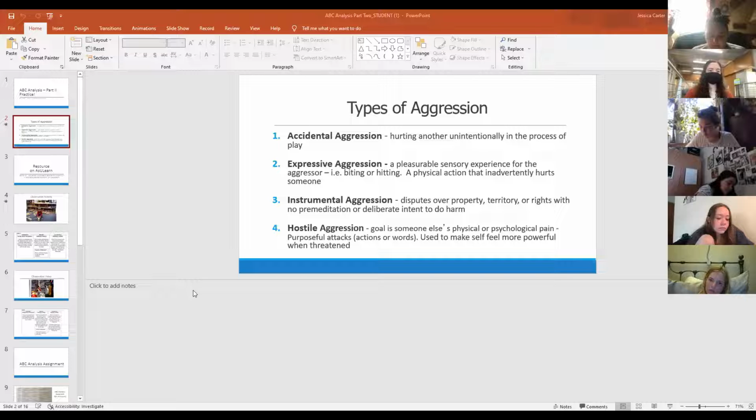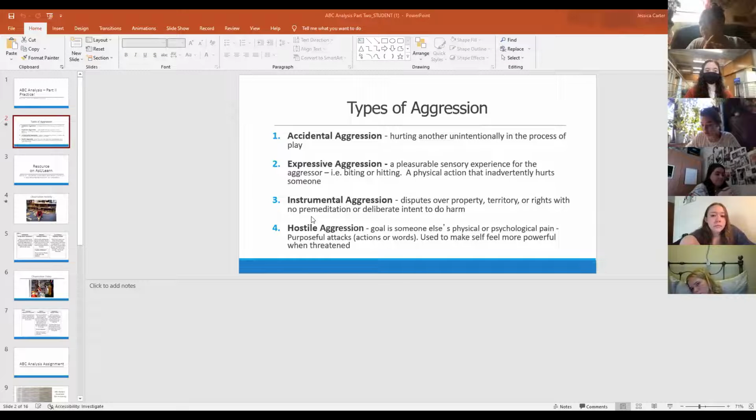Apologize, my microphone wasn't turned on. It doesn't have malicious intent behind it. It's the child moving their body through space to get their own sensory input, and in the process they inflict pain or cause injury to another child. So the two that are presenting confusion are number 3 and number 4.